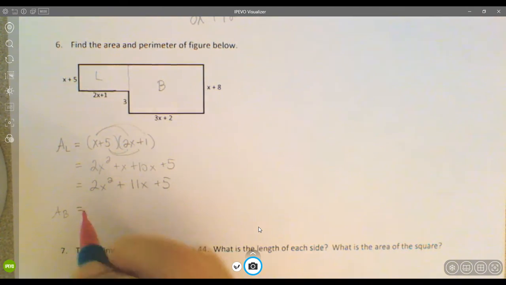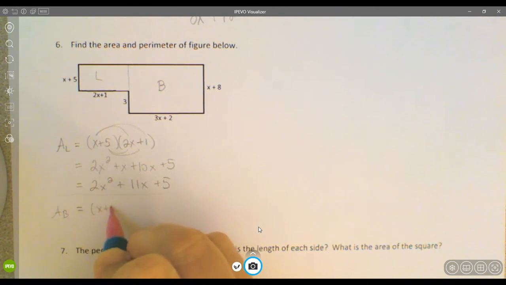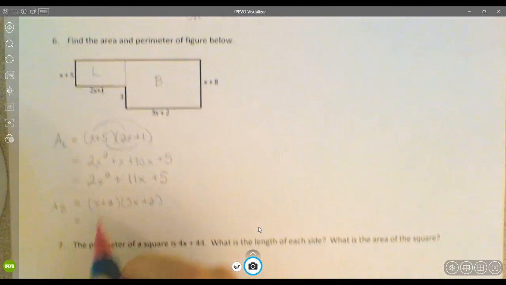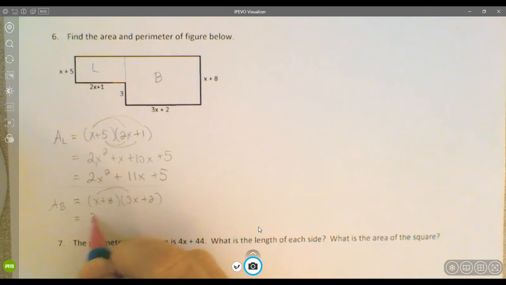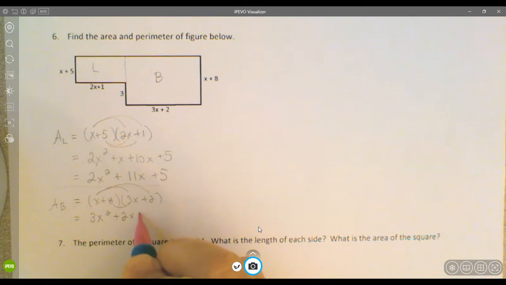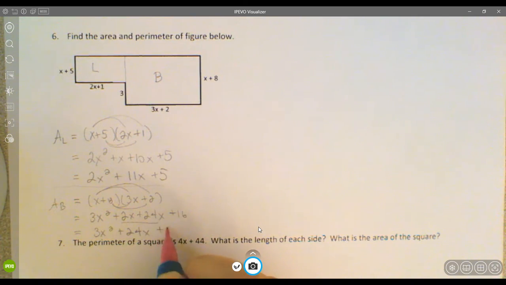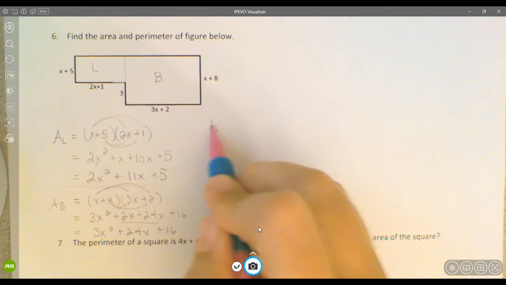Area of the big rectangle is going to be x plus 8 times 3x plus 2. So when I FOIL that, I get 3x squared plus 2x plus 24x plus 16. So I will have 3x squared plus 26x plus 16. But I'm not done. I need the total area.